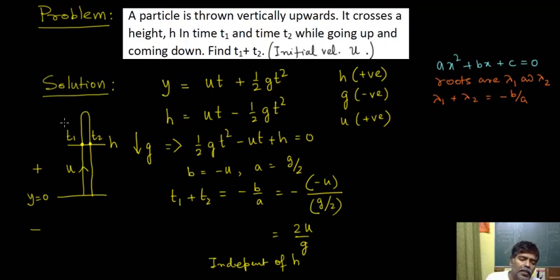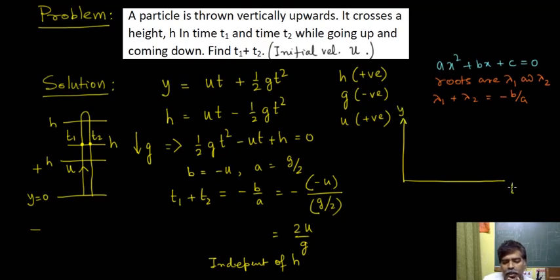If you go to any height, here or here, t1 plus t2 remains the same. If you think of it in terms of mathematics, this is the y versus t curve, a simple parabola. Suppose this is height h, and this is t1 and this is t2. The parabola is definitely symmetric about the point where it reaches the maximum height, and t1 plus t2 remains the same. If t1 is less, t2 is more.